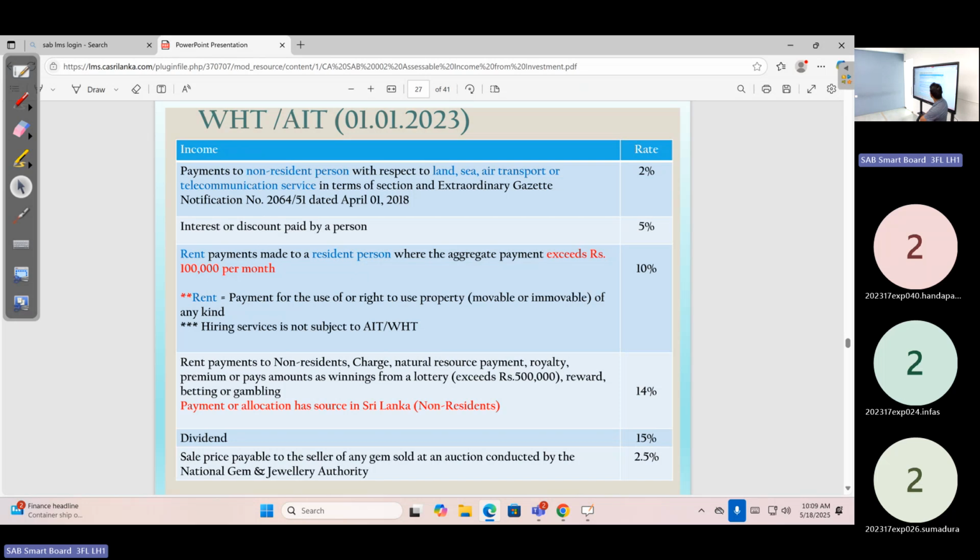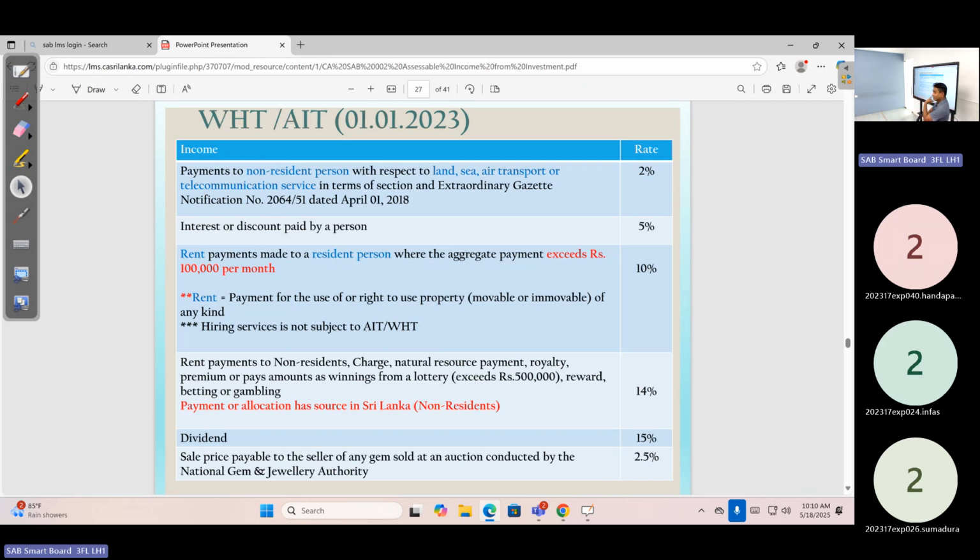Interest or discount paid by a person, 5%. Interest or discount, 5%. Okay, right now it is 10%, effective from 1/4/2025. Then payment made to a resident person where the aggregate payment exceeds 100,000 per month. The rent payment, if the aggregate payment is more than 100,000, withholding tax rate is 10%. So that's what you asked last day.